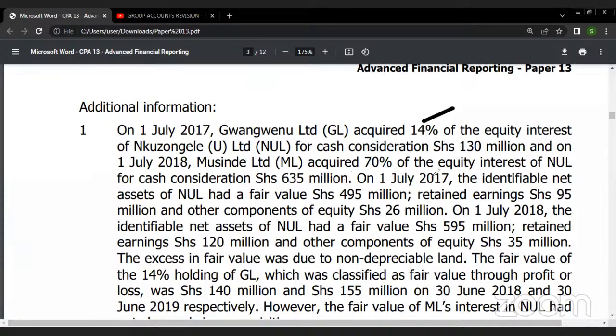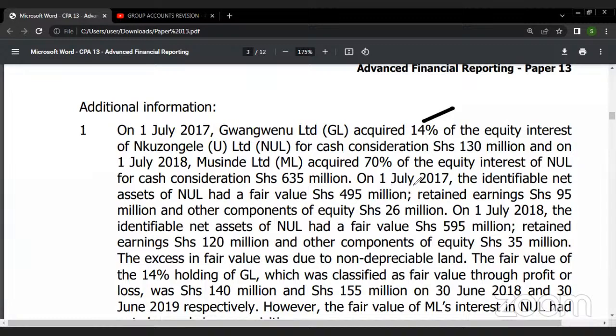On 1st July 2017, the identifiable net assets of NUL had a fair value, with retained earnings of 95, and other components of equity 26 million. That is on 1st July 2017. Remember, GL acquired the 14% of the equity interest on 1st July 2017, and they are giving you the fair value of the net assets as at that date.